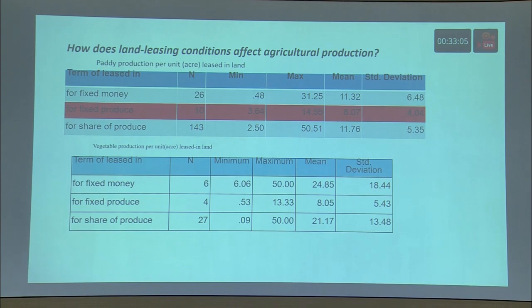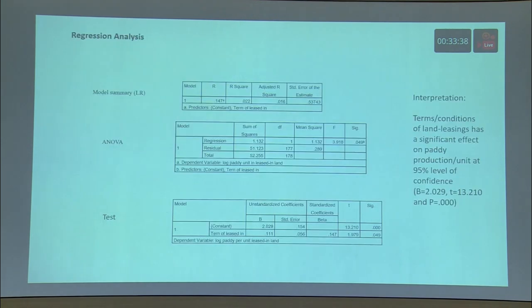These terms are very essential compared to fixed produce. If you have a fixed produce condition for land leasing, it will have negative implications on your agricultural production and productivity. So when we are formulating certain policy, we also have to see what the terms and conditions should be. Fixed money is ideal, particularly in Gangetic plains and coastal regions. But share of produce is an ideal practice which most of the states, especially Jharkhand, Odisha and West Bengal, do follow.